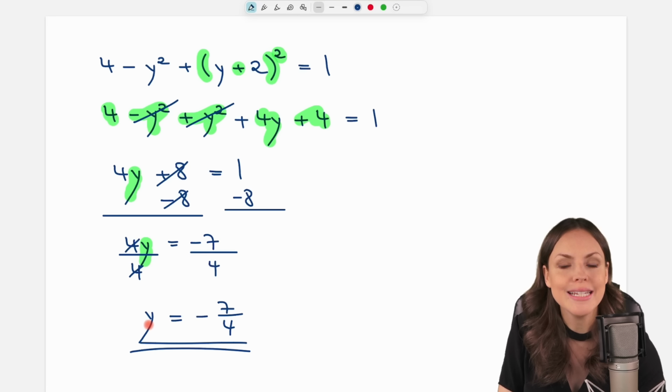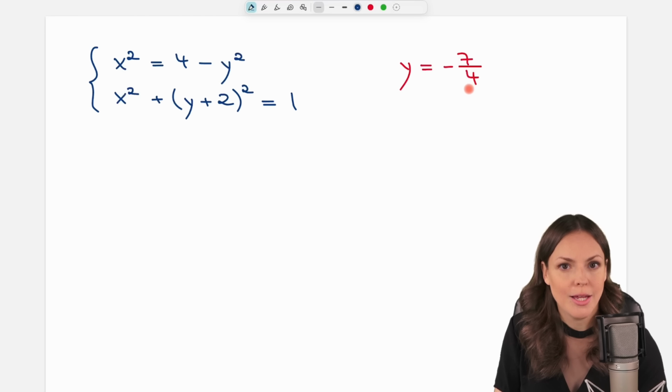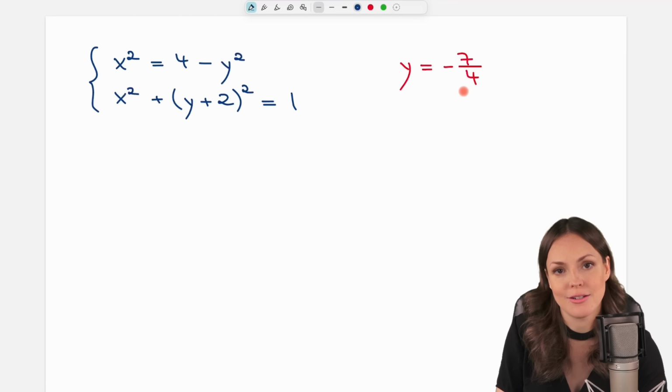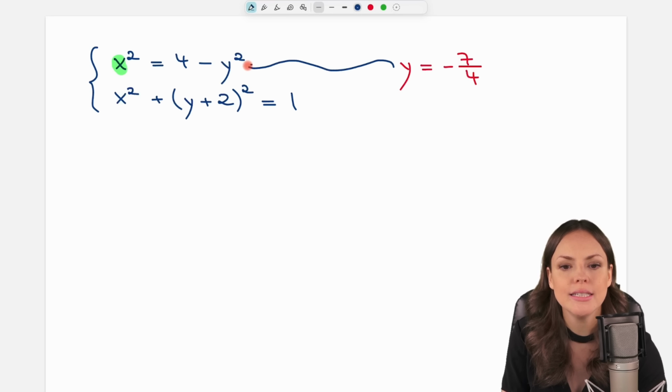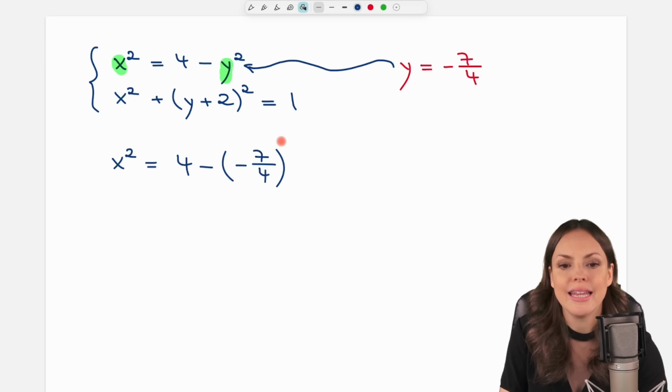This is the y coordinate of the intersection points, but only the y coordinate, and we still need the x coordinates of our intersection points. So let's find x then by inserting our y here in the first equation and then solving this equation for x. So we have x squared equals 4 minus, instead of y, I'm going to insert our number, -7/4, and then we have to square this whole thing.